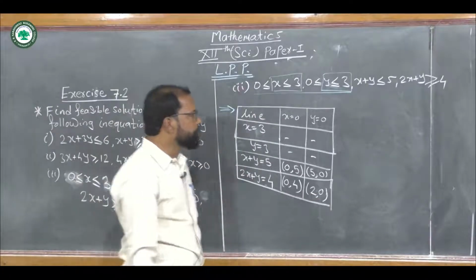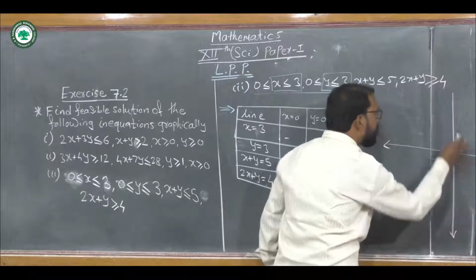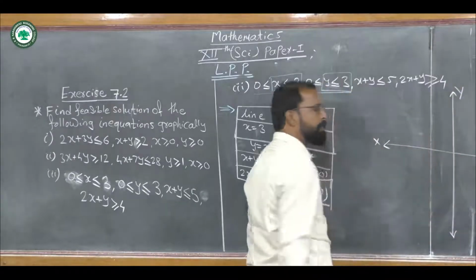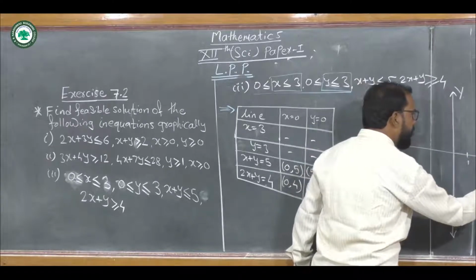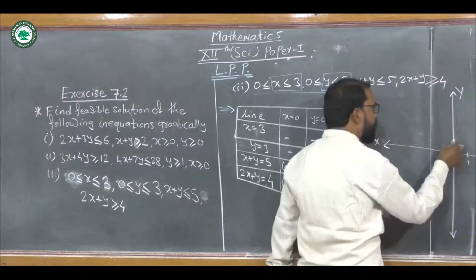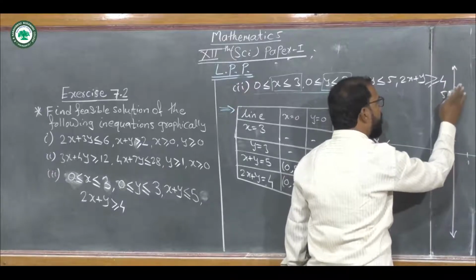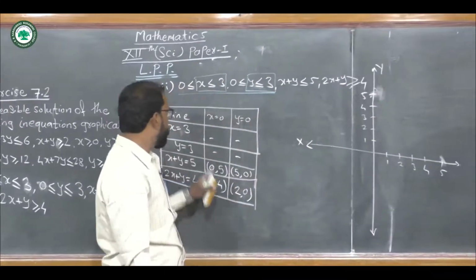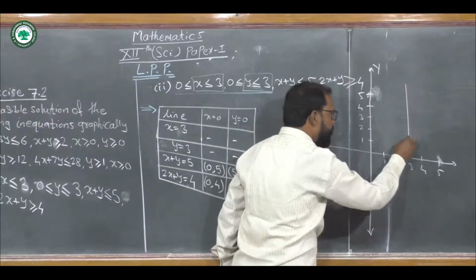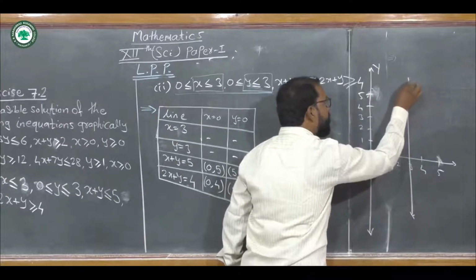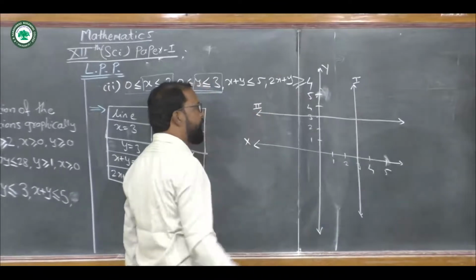Now we plot this graph. First we draw the quadrant. This is the x-axis, this is the y-axis. Now take points 1, 2, 3, 4 and 5 on each axis. The first line is x equals 3 and the second is y equals 3. This is the line passing through x equals 3, the first line, and similarly the second line is y equals 3.